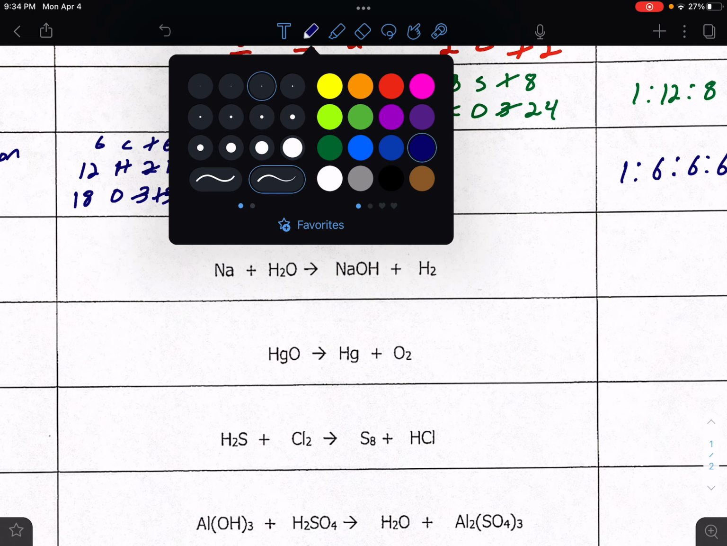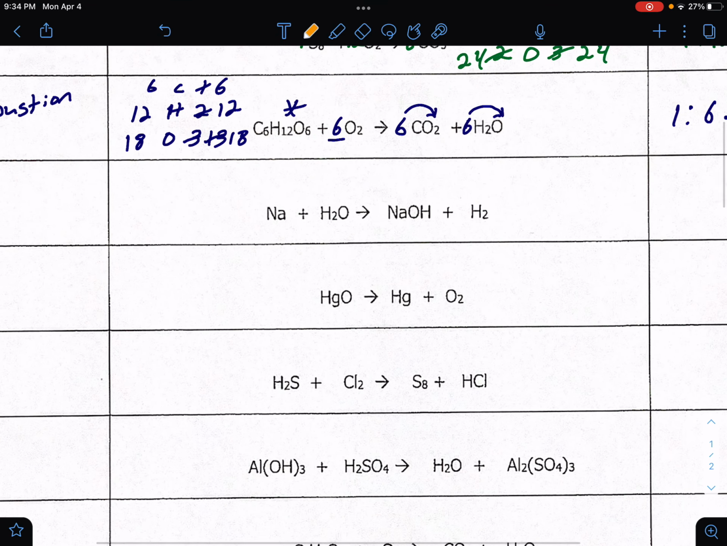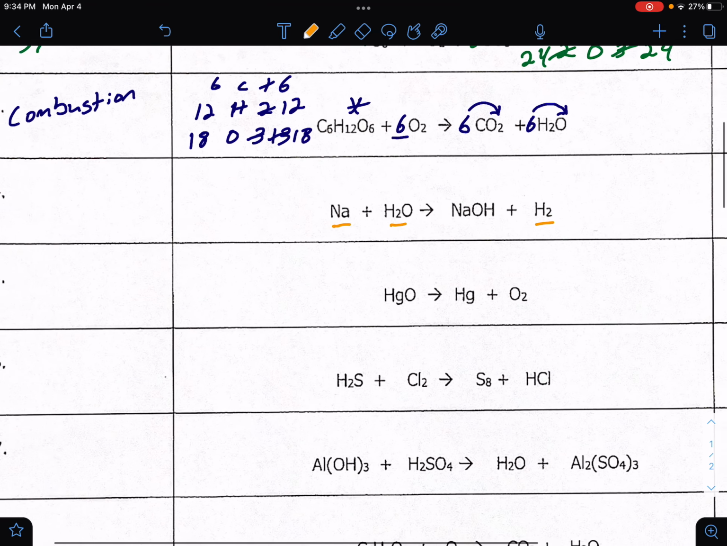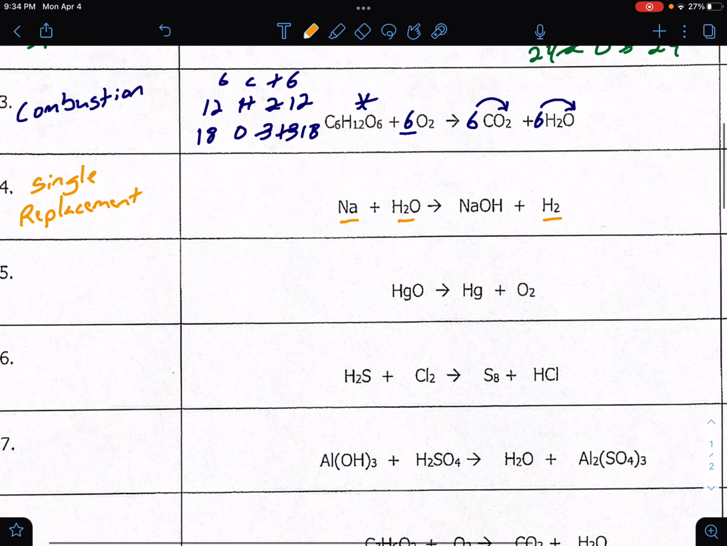Let's switch colors. We'll go orange. Okay, so I have a single sodium and H2O. But it looks like H was booted out, and now sodium is with a hydroxide ion. So what happened is this is called a single replacement. Single replacement is when you have one atom that basically takes the place of another and boots the other one out. Okay, so now let's worry about balancing.